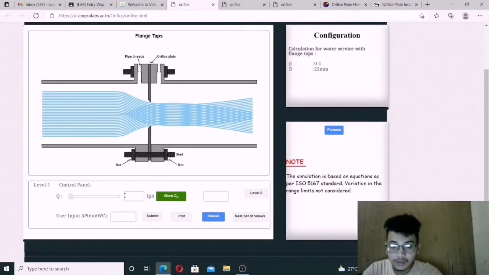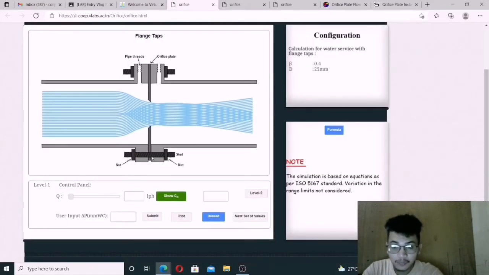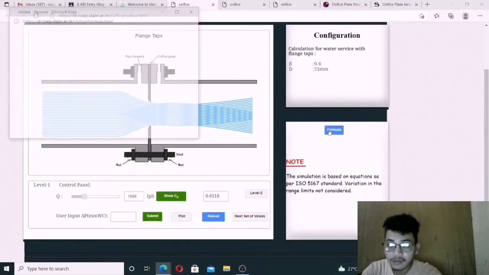Here you have the flange taps. Now we are going to measure or control the feed rate, or the volumetric flow rate. We are going to calculate the differential pressure. For example, if our volumetric flow rate is 1568, we then click the coefficient CD. We are given the coefficient, which is 0.611. We have here the formula.